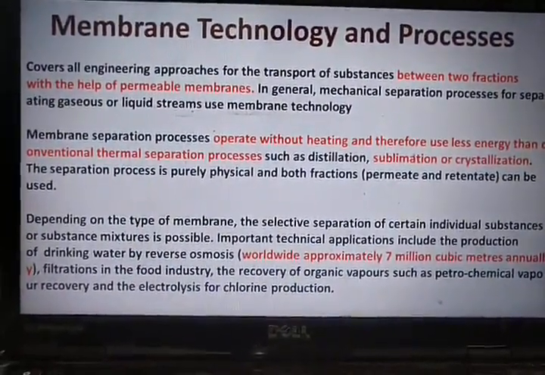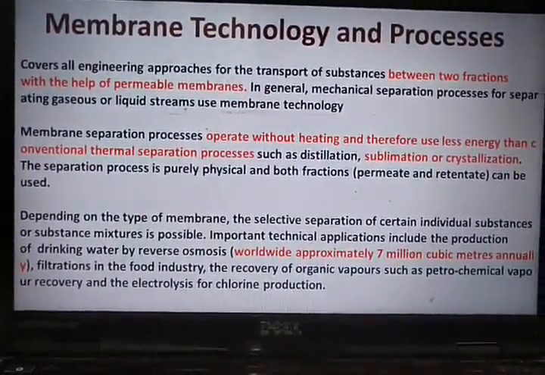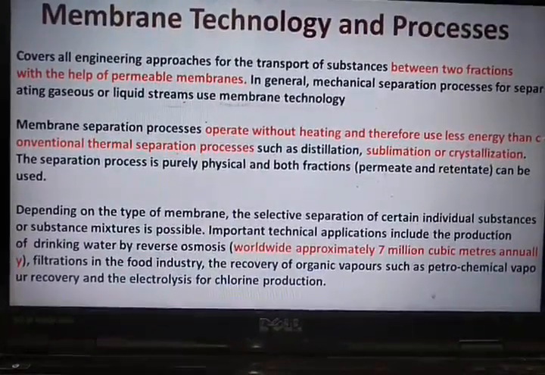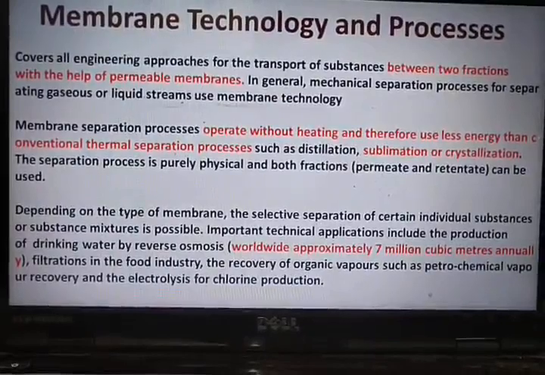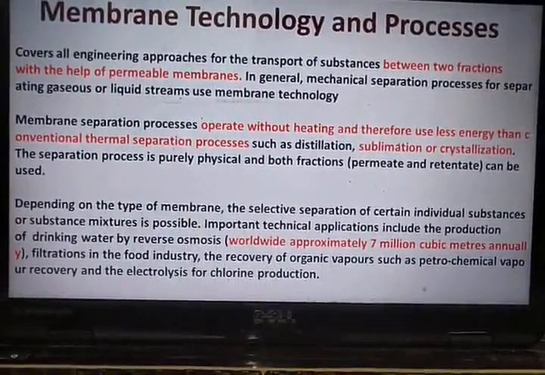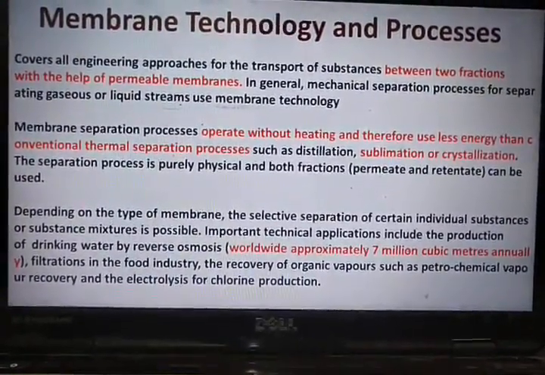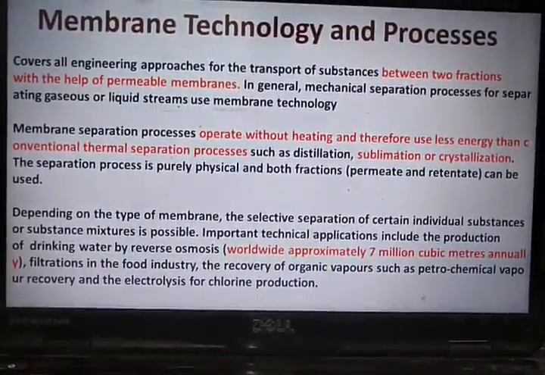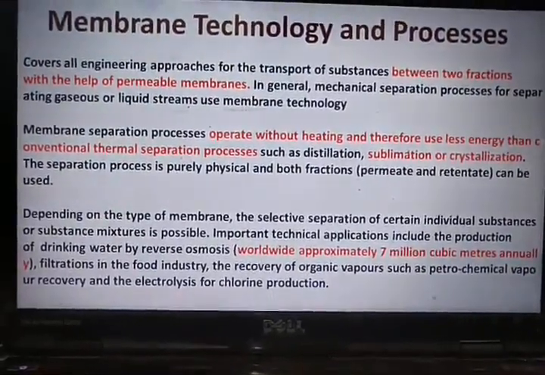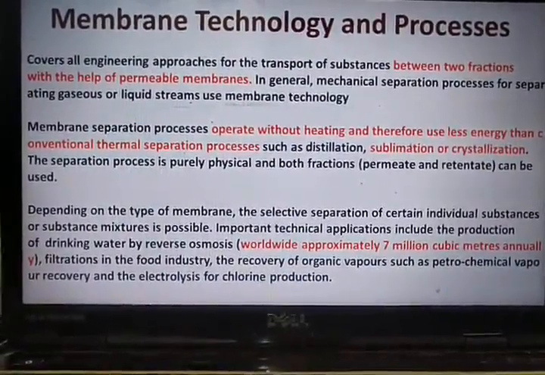See, depending upon the type of membrane, the selective separation of certain individual substances or substance mixtures is possible. So like I told you, membrane processes are used for various industrial applications as well as in the treatment of water. Worldwide, approximately 7 million cubic meters of water is purified using the reverse osmosis process, whereas we also use membrane technologies in petrochemical industries and other chemical processing industries.